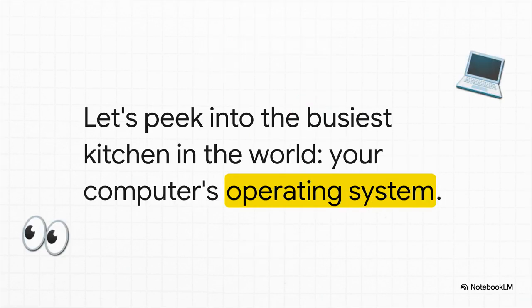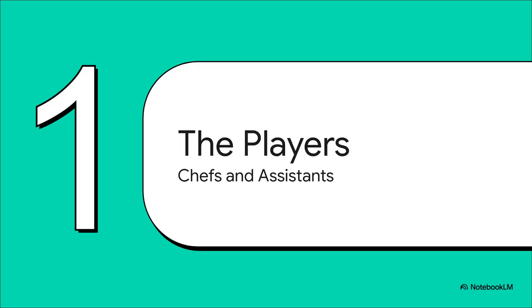All right, to really get this, we're not going to start with a bunch of confusing code. No. Instead, I want you to imagine the busiest, most chaotic restaurant kitchen you can picture. Because, as you're about to see, managing a computer is actually a whole lot like trying to run a crazy kitchen. Any great kitchen is all about its staff, right? So let's meet the key players in our little computer kitchen. In our world, they're called processes and threads.